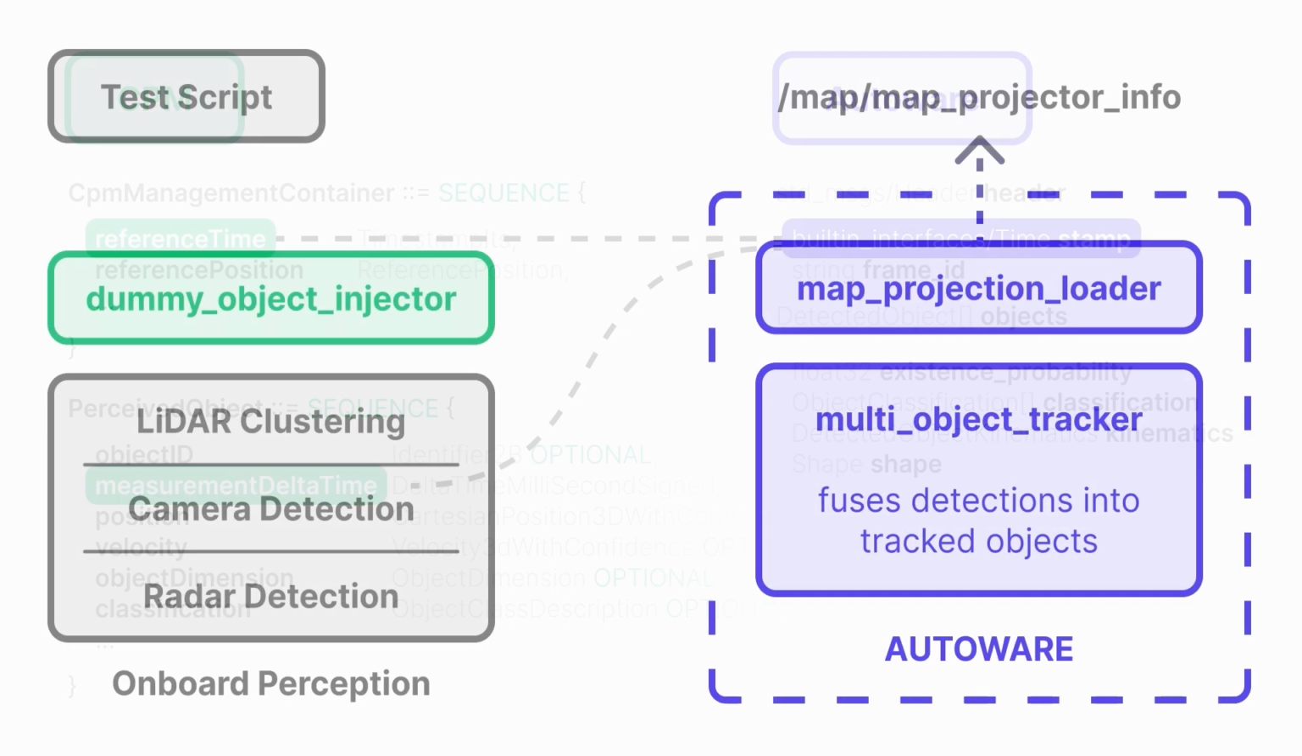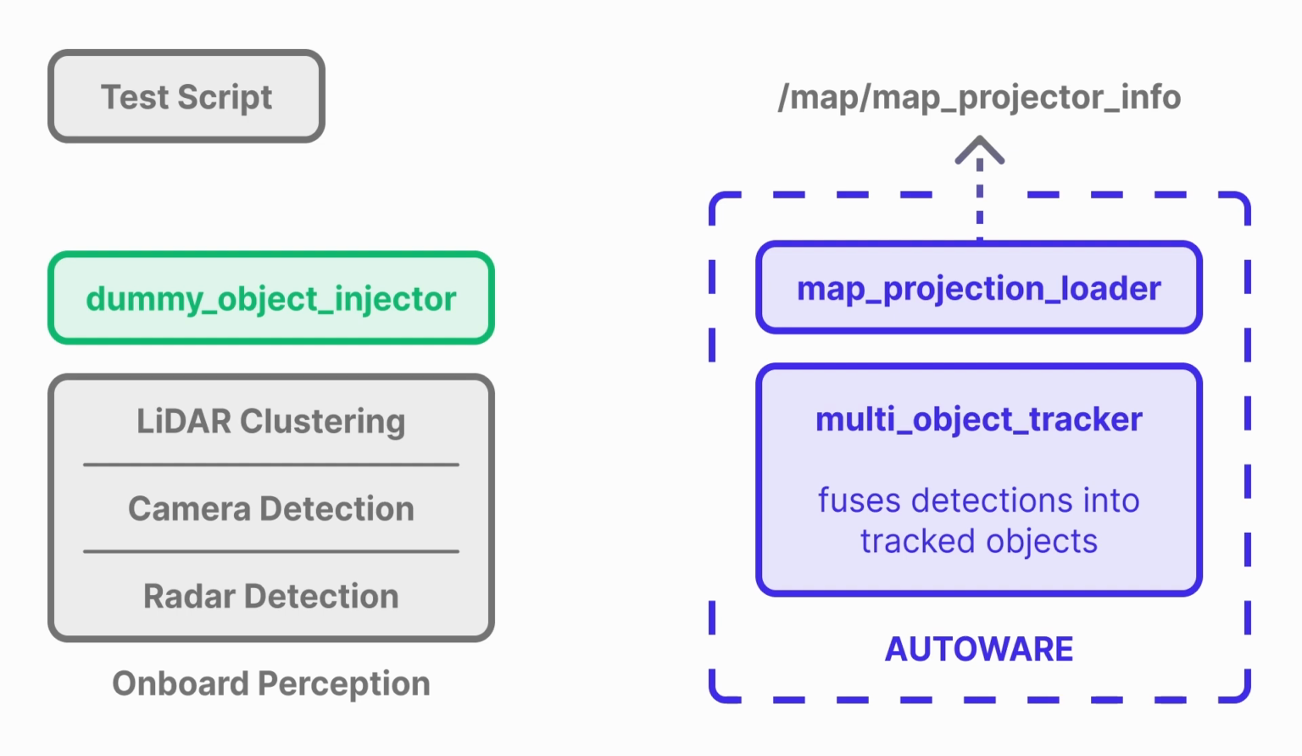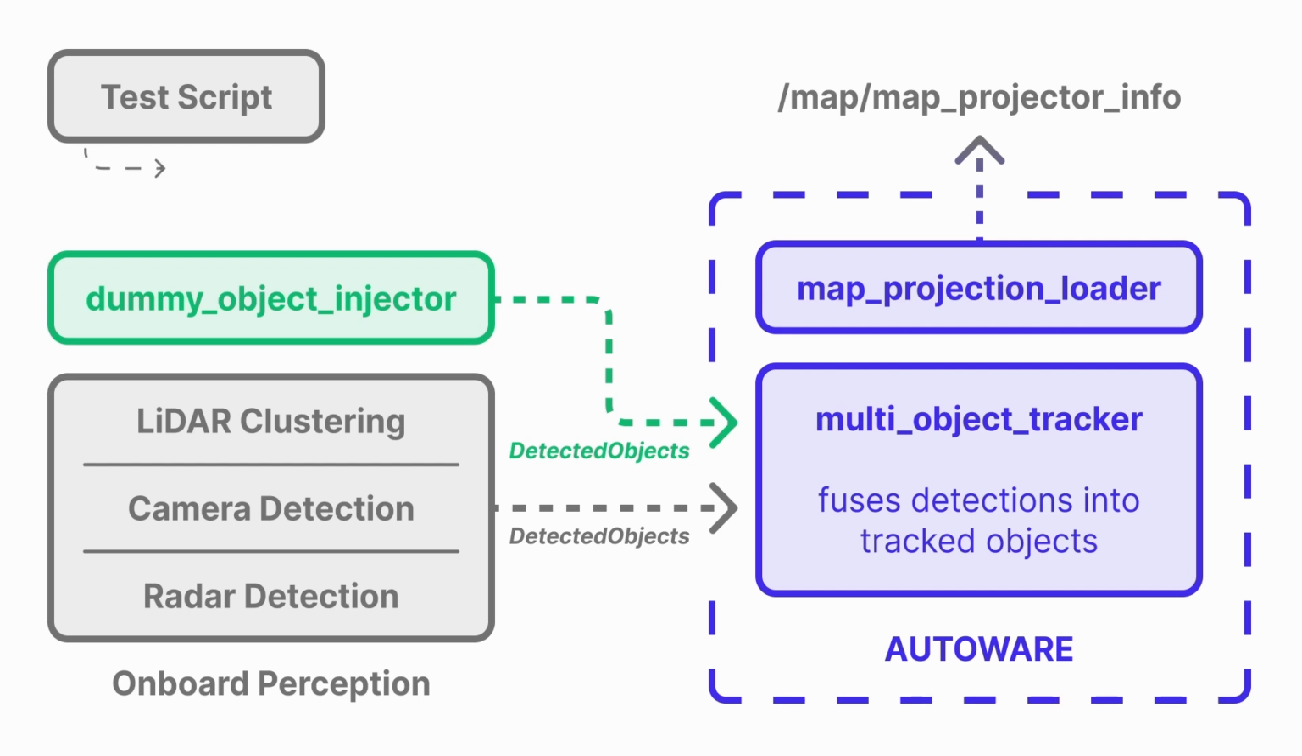This module runs alongside the vehicle's onboard sensors, feeding perceived objects directly into Autoware's multi-object tracker so they can be fused together. For this demo, we're using a test script to publish CPMs in ROS2 format, simulating what would normally come from an RSU or external V2X transceiver.